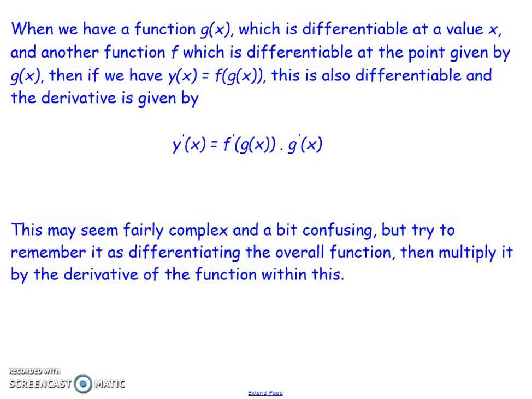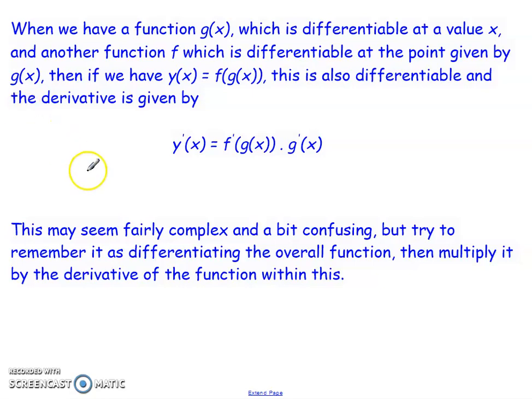Now basically what this means is that if we have some function g of x, which is differentiable at a value x, so we can calculate the derivative at that point, and we have another function f, which is differentiable at that exact same point given by g of x, then if we take the two of them and make a composite function f of g of x, this is also differentiable at that point. So if we can calculate the derivative of the inner function, derivative of the outer function, when we combine the two of them and make a composite function, we can calculate the derivative of that whole composite function.